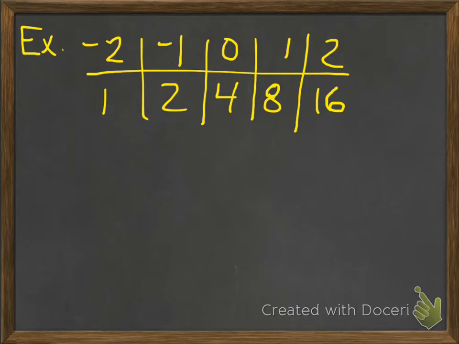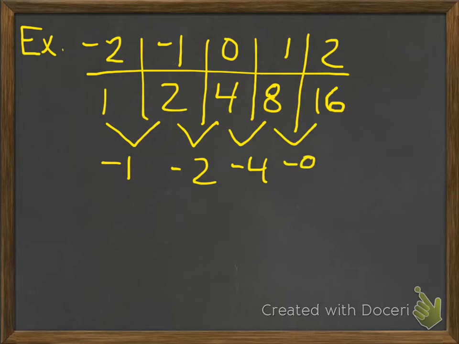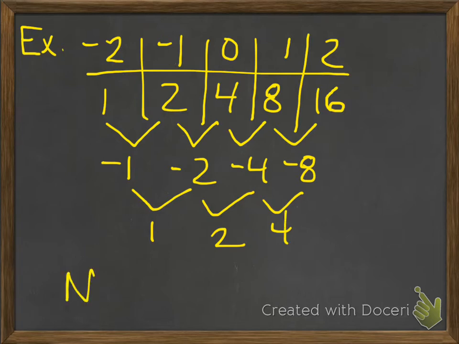So I subtract: 1 minus 2 is negative 1. 2 minus 4 is negative 2. 4 minus 8 is negative 4. 8 minus 16 is negative 8. So I can see here that those are all different. So then I will look at the second differences. When I do that, I get 1, 2, and 4. Since the second differences are not the same, this is not a quadratic. So not quadratic.